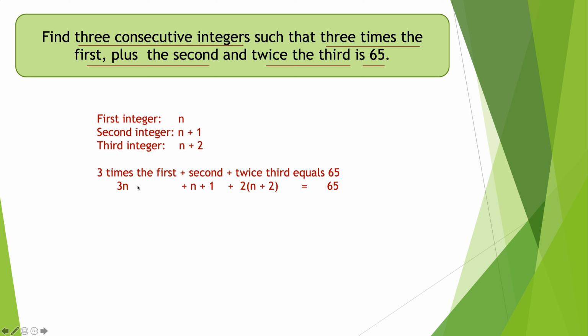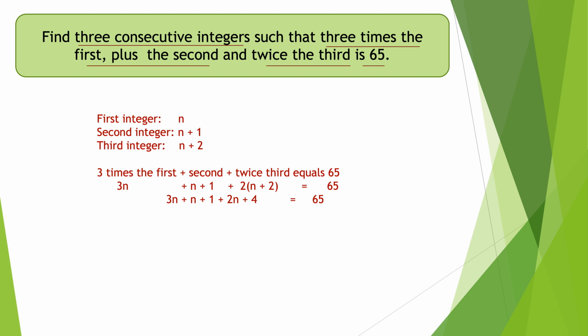3 times the first is 3n. The second is n plus 1. And twice the third is 2 times n plus 2. Remember, you always have to group the n plus 2 together when you do twice the whole third, not just a piece of the third, the whole third. Equals 65. And as we said, this now is a standard looking kind of multi-step equation where you're going to have to distribute and then do same side, same operation.